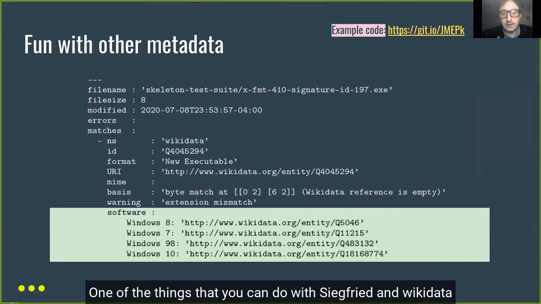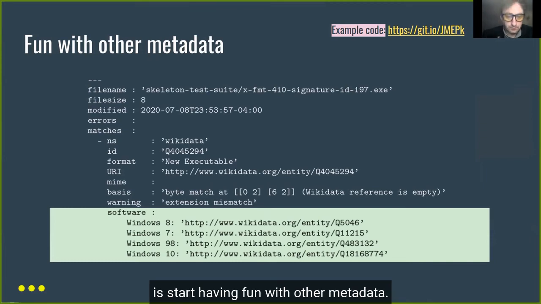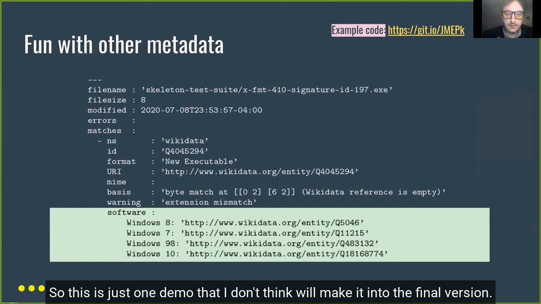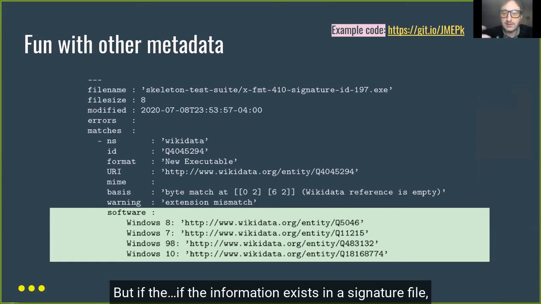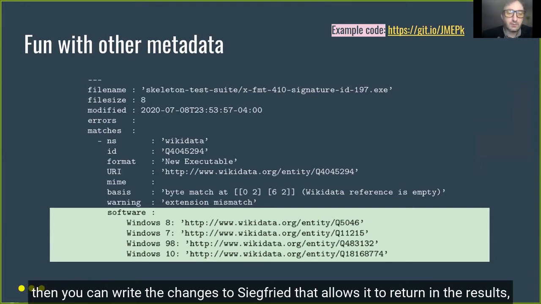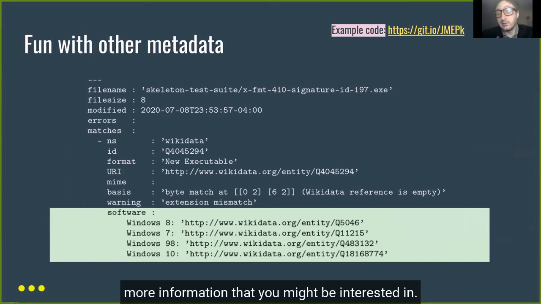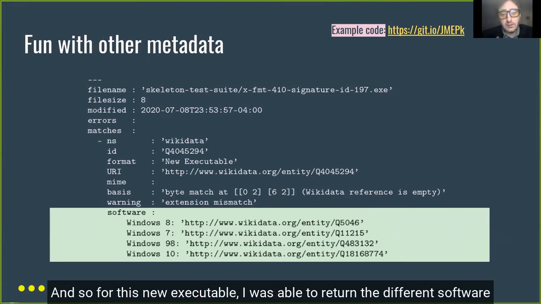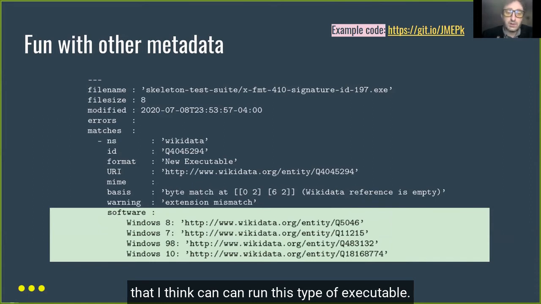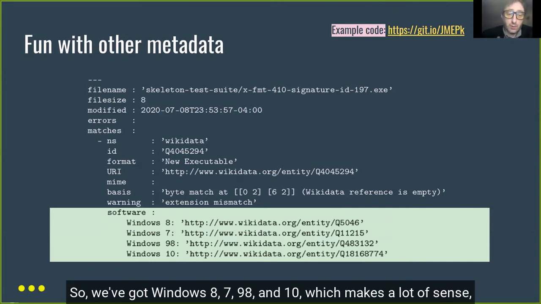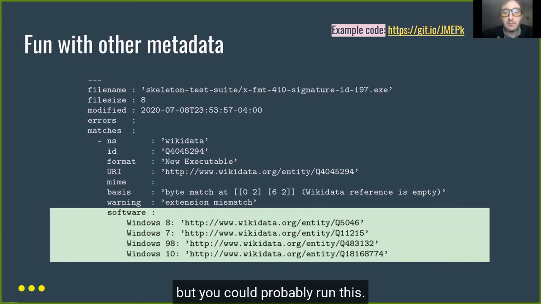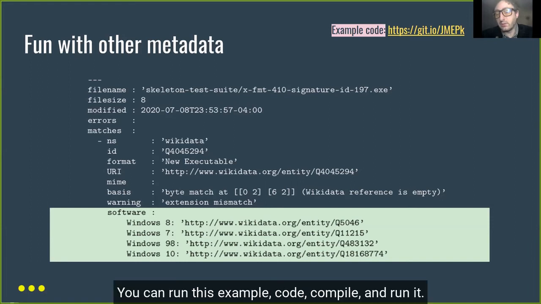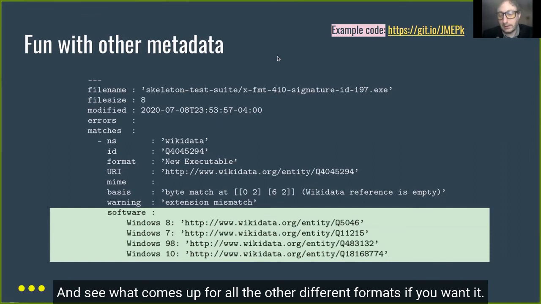One of the things that you can do with Siegfried and Wikidata is start having fun with other metadata. This is just one demo that I don't think will make it into the final version, but if the information exists in a signature file, then you can write changes to Siegfried that allow it to return more information in the results that you might be interested in. For this new executable, I was able to return the different software that I think can run this type of executable. So we've got Windows 8, 7, 98, and 10, which makes a lot of sense. You can run this example code, compile it and run it, and see what comes up for all the other different formats if you want.